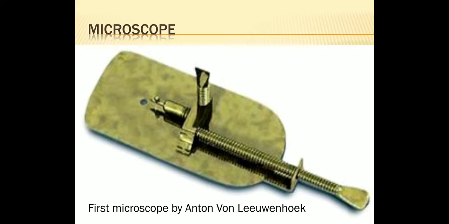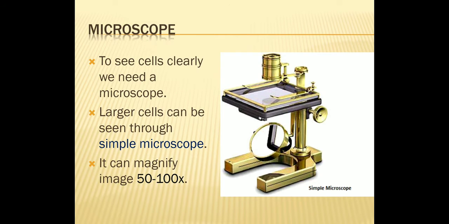Now to see cells clearly, what we need is a microscope. You can see here the first microscope. This microscope was invented by Anton von Leeuwenhoek. Now there are different types of microscopes which are utilized for different types of cells. Larger cells can be seen clearly through a simple microscope. This simple microscope can magnify an image 50 to 100 times.